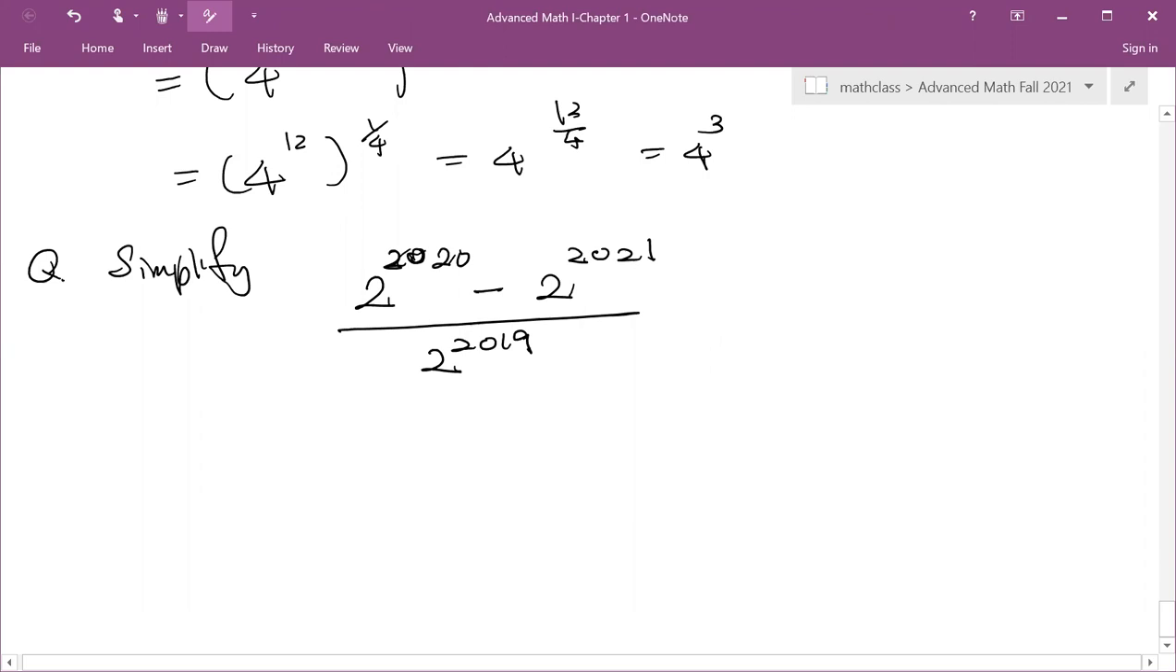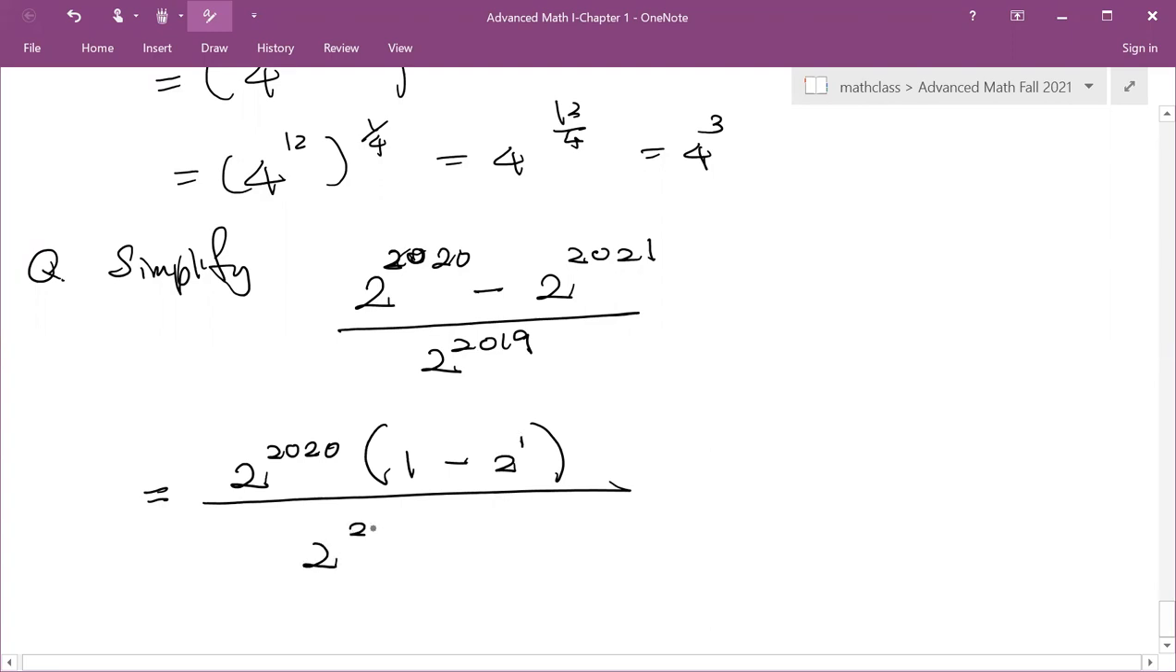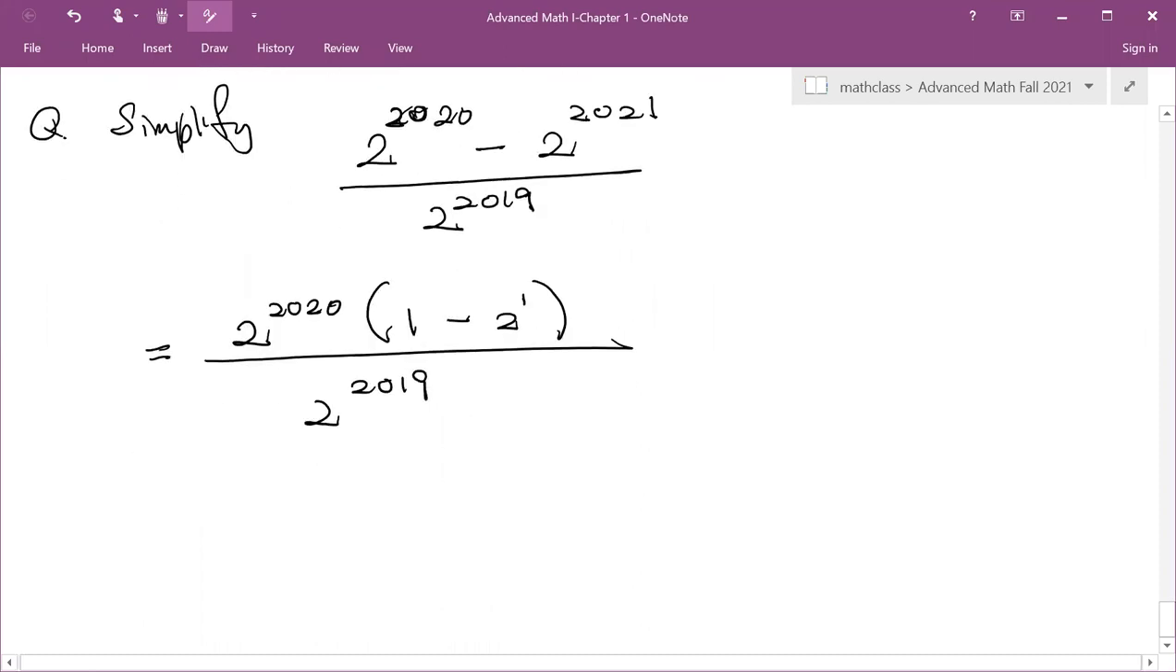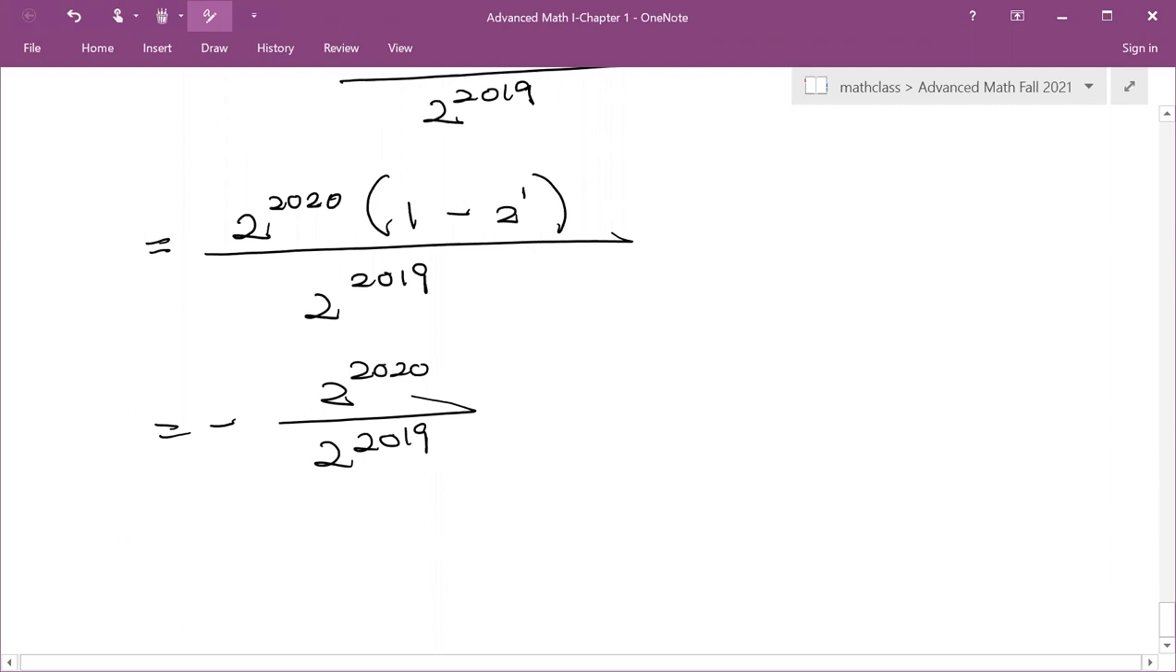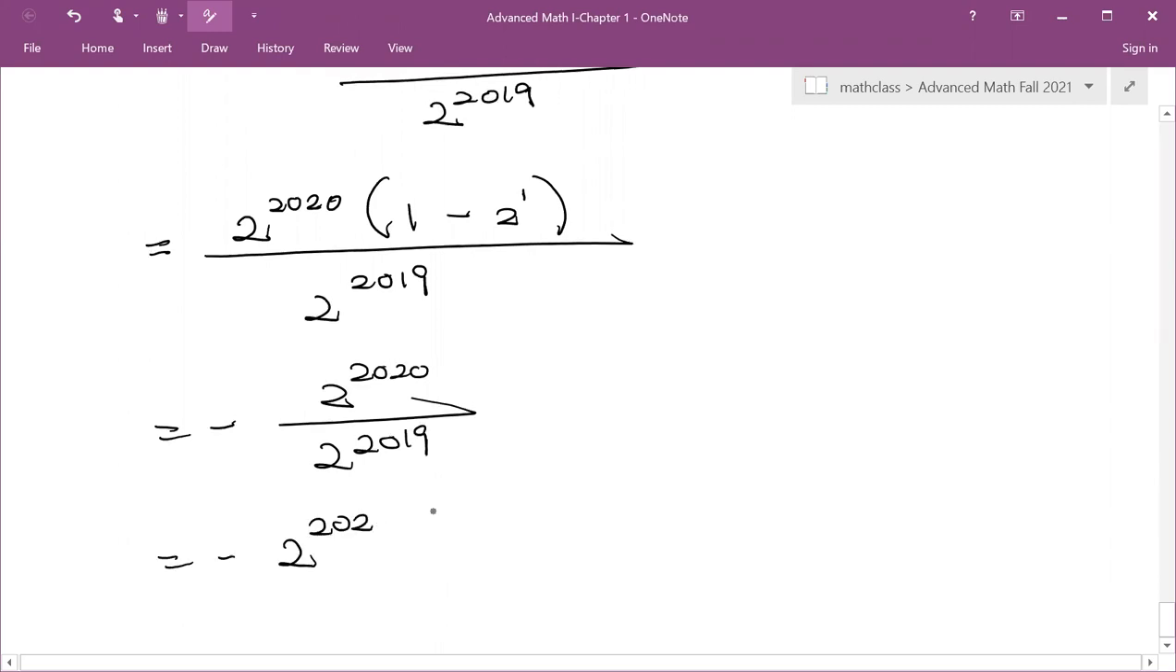To simplify this, each of the numbers is very huge, right? You factor out 2 to the 2020. So you get 1 minus 2 to the power 1, and divide by 2 to the 2019. Okay, 1 minus 2 is just -1. So it's going to be negative. And then you use the above formula again. The difference of those two exponents is 1. So it's -2. -2 is the answer. Such complicated numbers, finally you have to simplify. It's just -2.